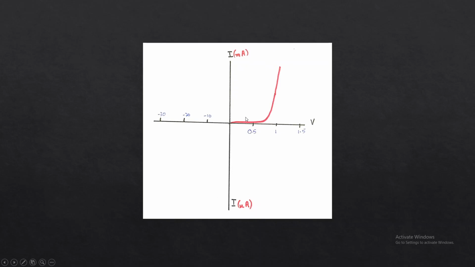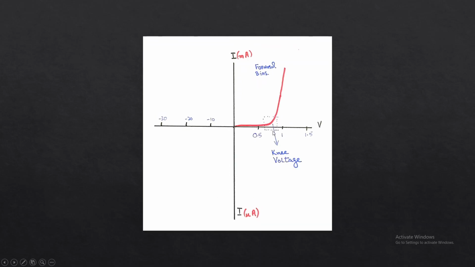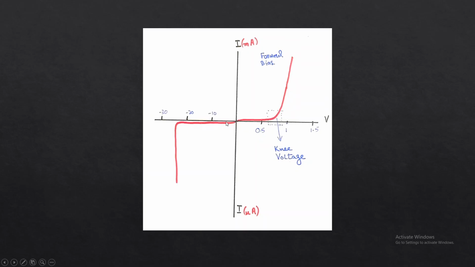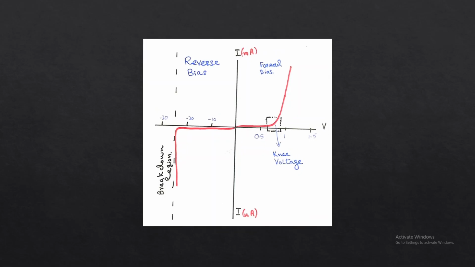So for the forward bias, this is going to be our knee voltage, or you can say threshold voltage. And for the reverse bias, a small current can flow, but if you keep increasing the reverse voltage, at some point the diode will break or burn, and this is known as the breakdown region. If you look at this picture, the graphs for the forward bias and the reverse bias seem symmetric, but actually they are not.